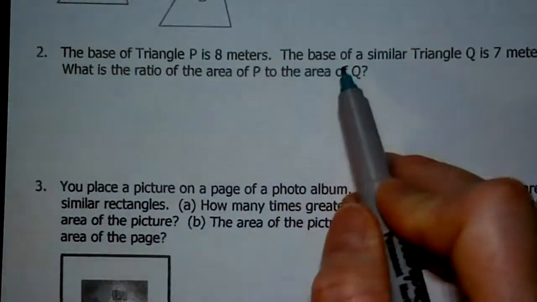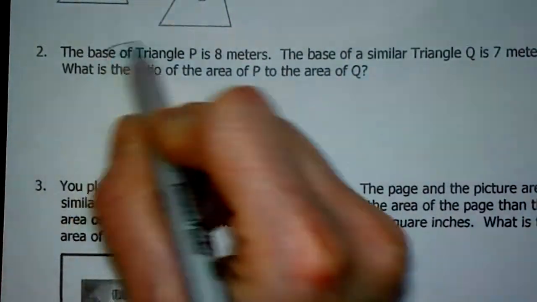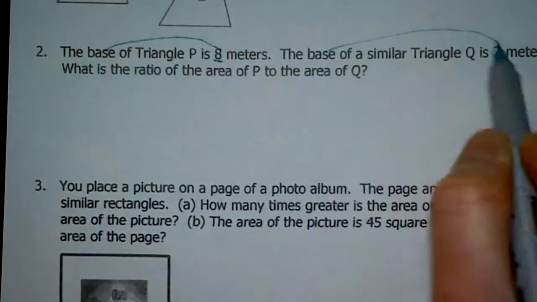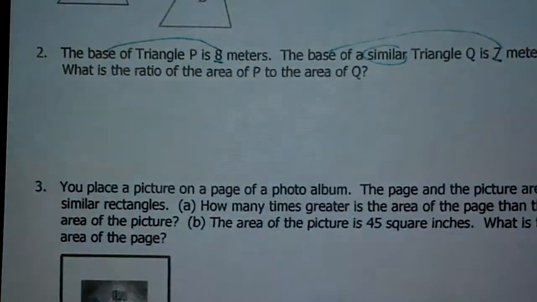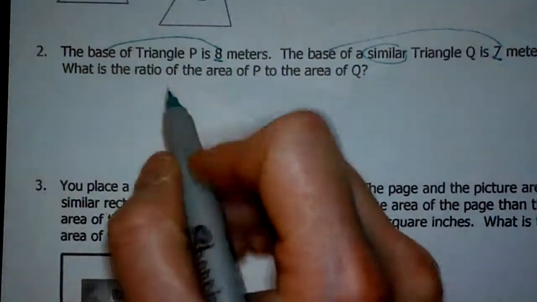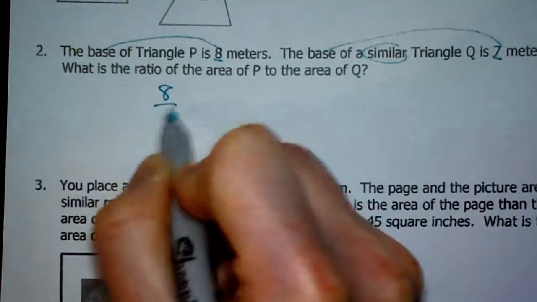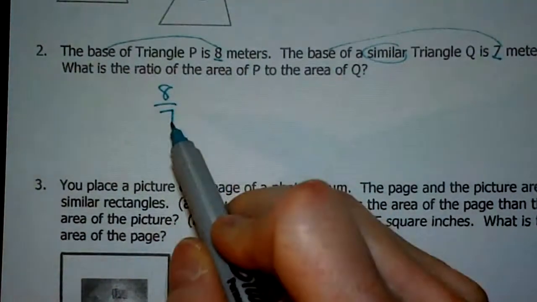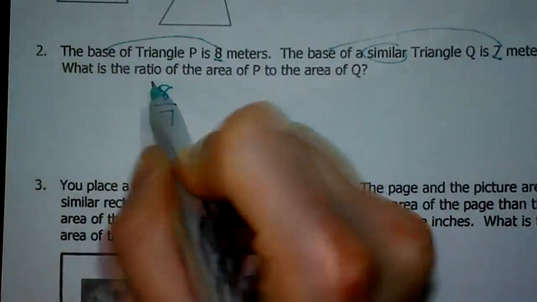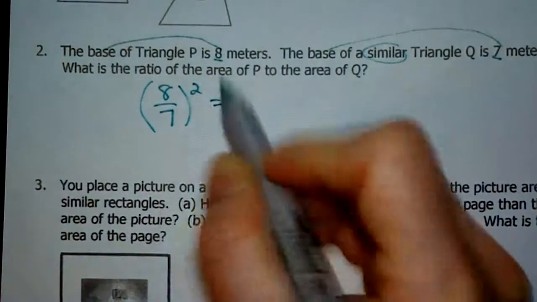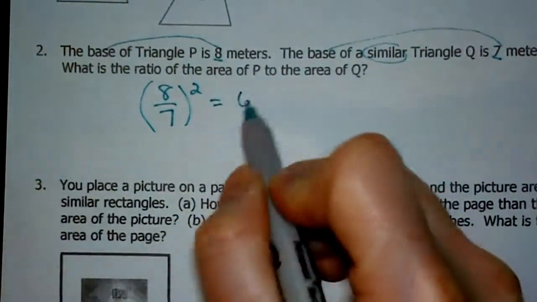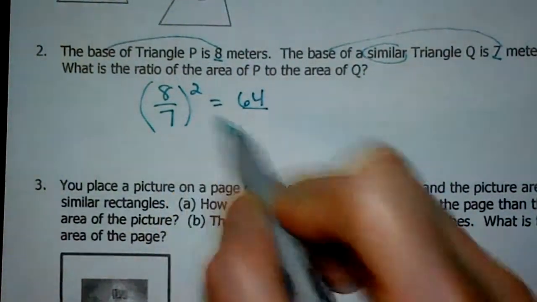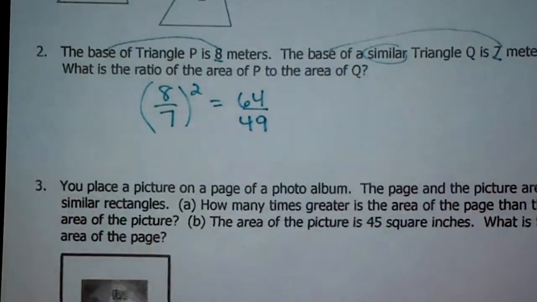But I want to go from P to Q, and this is a base that's 8, and this is a base that's 7, and it says that they're similar, so I know that those are corresponding. They're both the base. So the ratio of their corresponding sides would be 8 to 7. That would be the ratio of their perimeters. To make it the ratio of the areas, I need to square that. So 8 times 8 is 64, and 7 times 7 is 49.